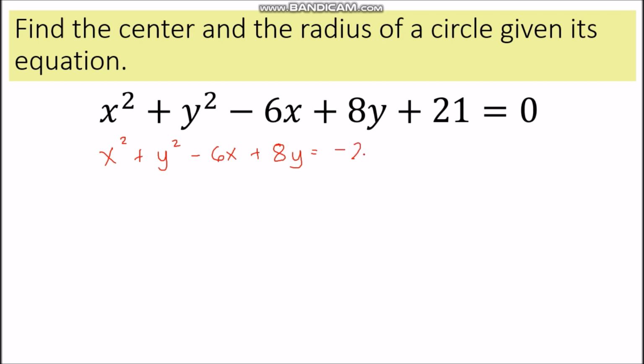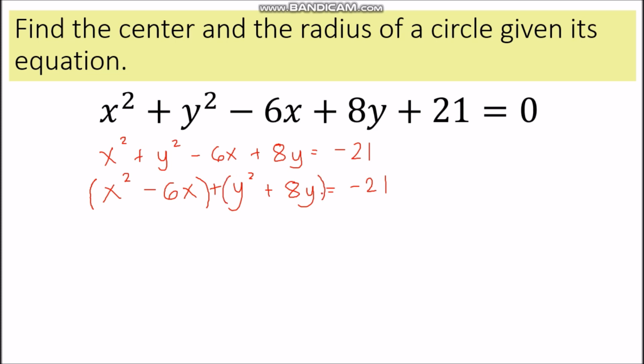So we have negative 21. Next, we have to put together the terms with the same variable. So we have x squared, then beside it we write the negative 6x. Then you have y squared, and beside it 8y, equals negative 21. Then what we will do is group them. We will have two groups here. I will group x squared minus 6x, and also y squared plus 8y.